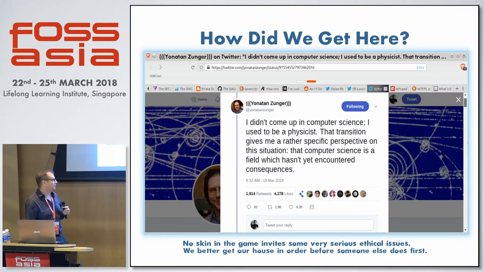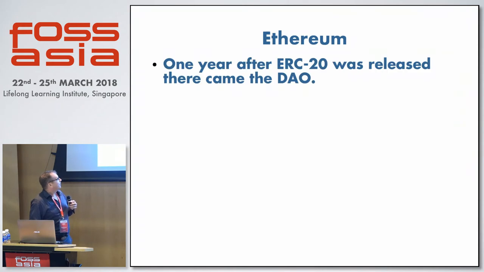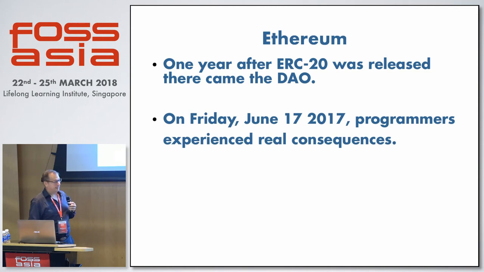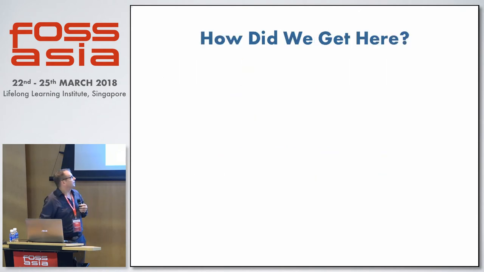We've got some very serious ethical issues. And now that we're talking about building our economy on this crypto ledger stuff and this blockchain stuff, we gotta really get it together. So 1 year after the ERC-20 was really standard came the DAO. And on July 17th, 2017, we encountered real consequences. Right, existential consequences worth over $50 million and the destruction of a $150 million organization.